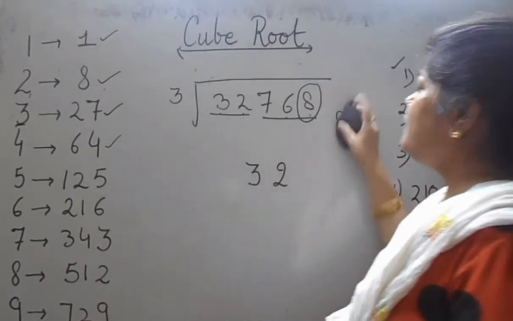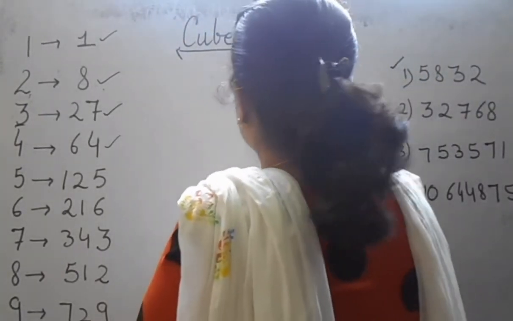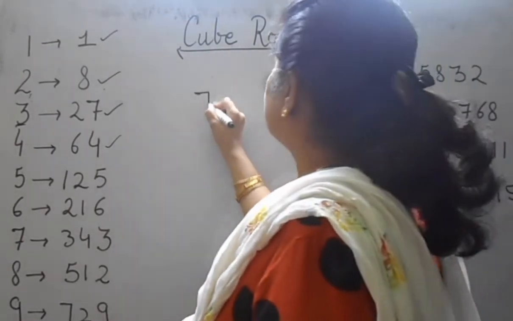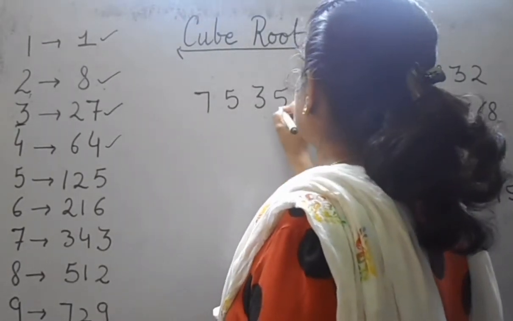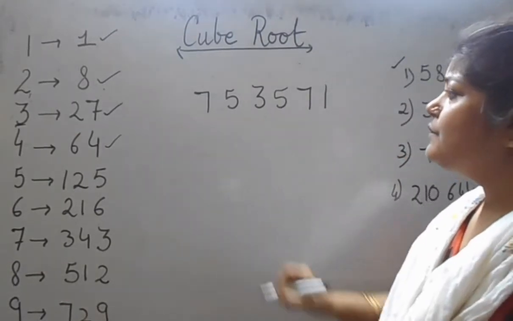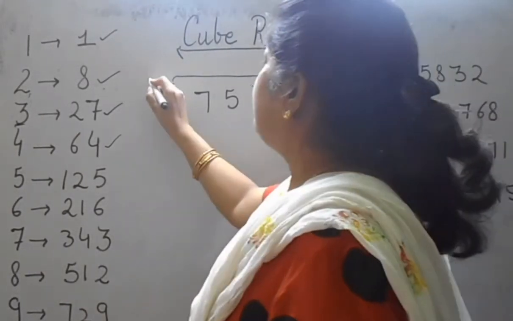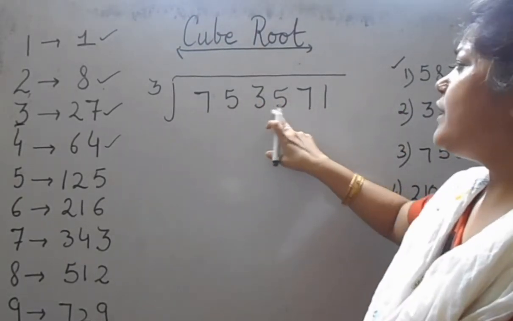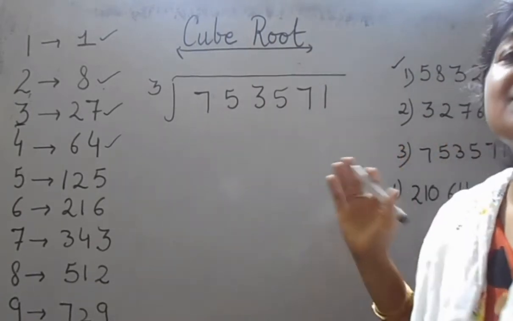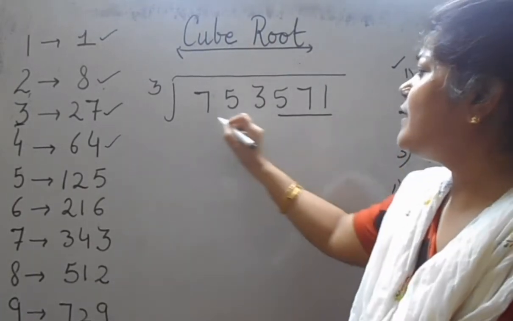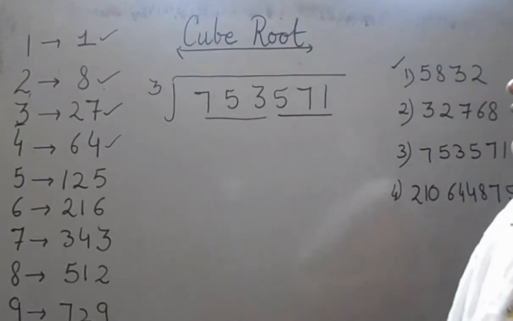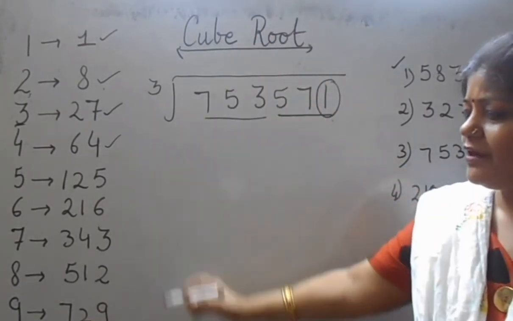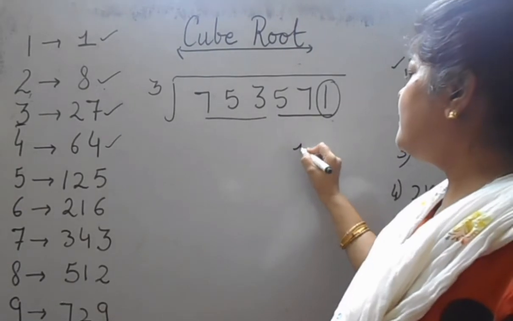Now I am shifting to the next number, which I have taken here: 753571. If we have to find the cube root of this number, just observe how many digits it has: 1, 2, 3, 4, 5 and 6. This is a 6-digit number, with 3 digits over here and 3 digits over here. Again we follow the same trick. In the unit place we have 1, and we check 1 from our list and we get 1.